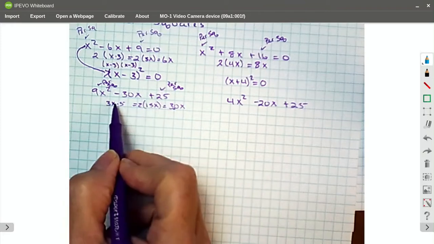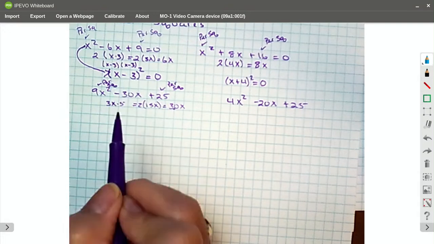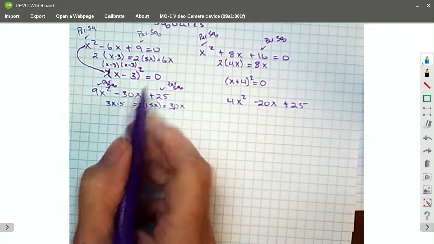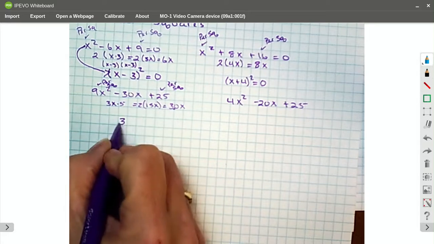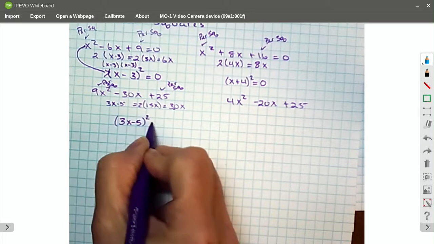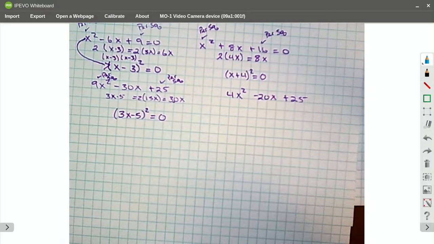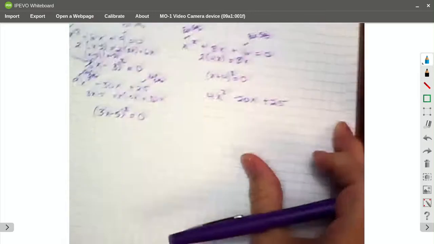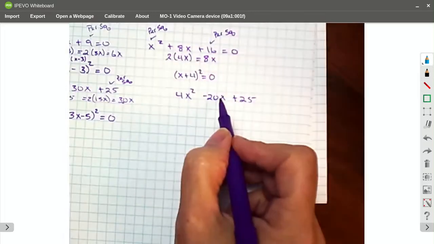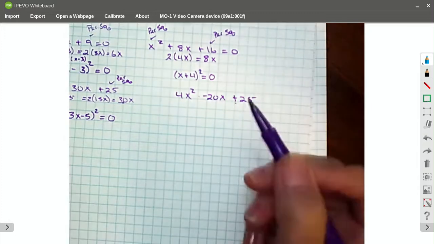So again, take those roots. B is negative, so my sign inside the parentheses is going to be a negative. And 3x minus 5 quantity squared equals 0. Okay? Try this one on your own. Pause the video and see what you can do with this one.